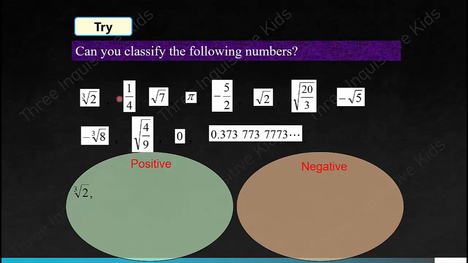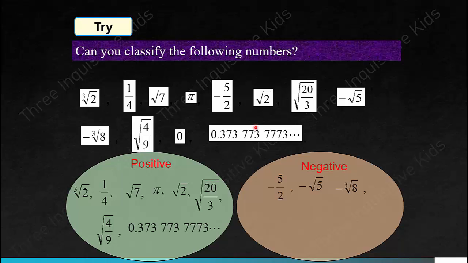So in the positive, is the cube root of 2, 1/4, square root of 7, pi. And negative is negative 5 over 2, and then over here is square root of 2. Square root of 20 over 3, negative square root of 5, negative cubic root of 8, square root of 4 over 9, and 0.37337737773, and so on. So where does 0 go? Wow, this is very confusing. 0 over here. So what this means is that 0 does not belong in here.